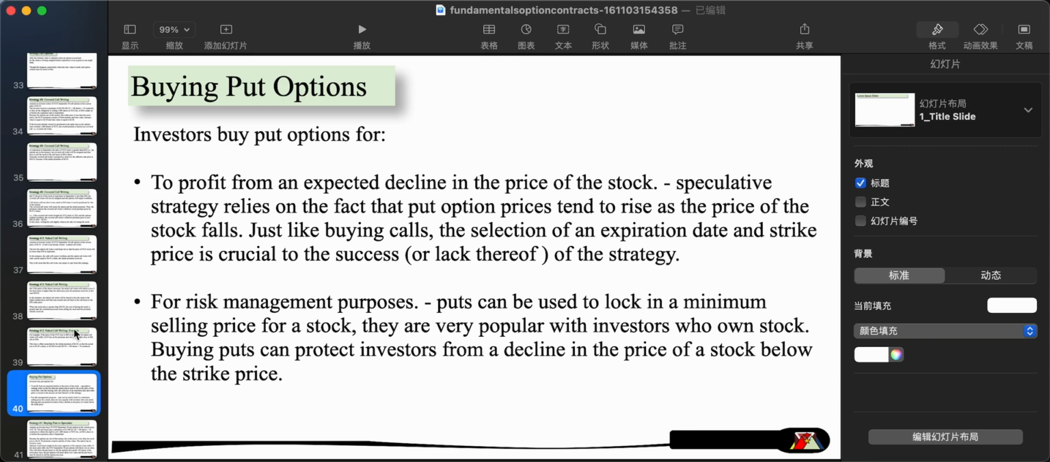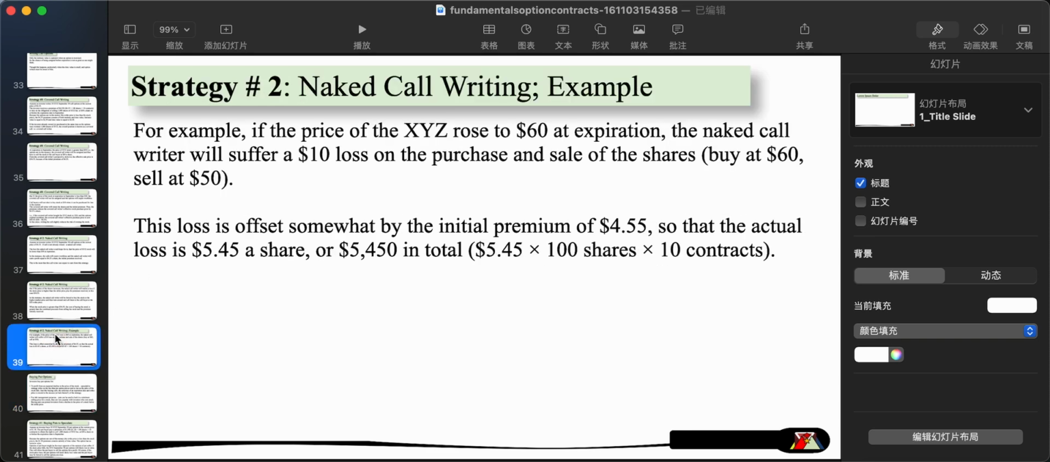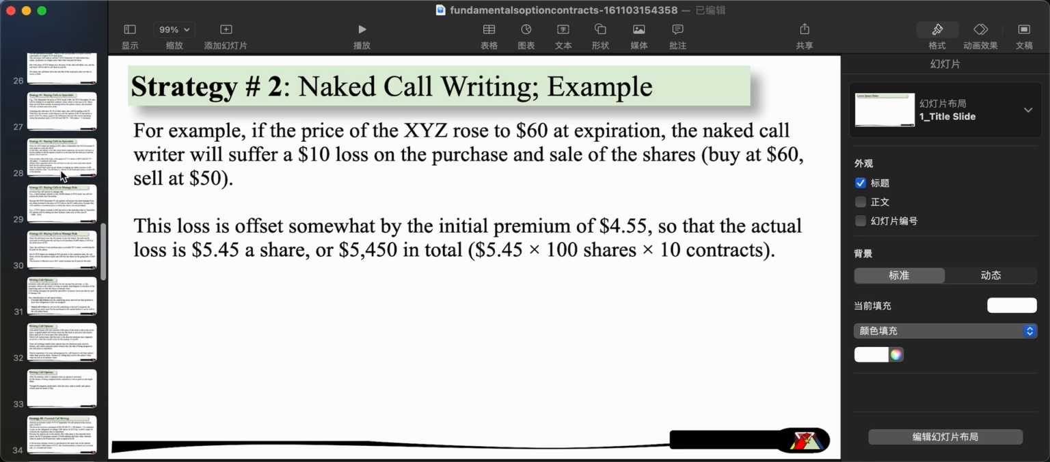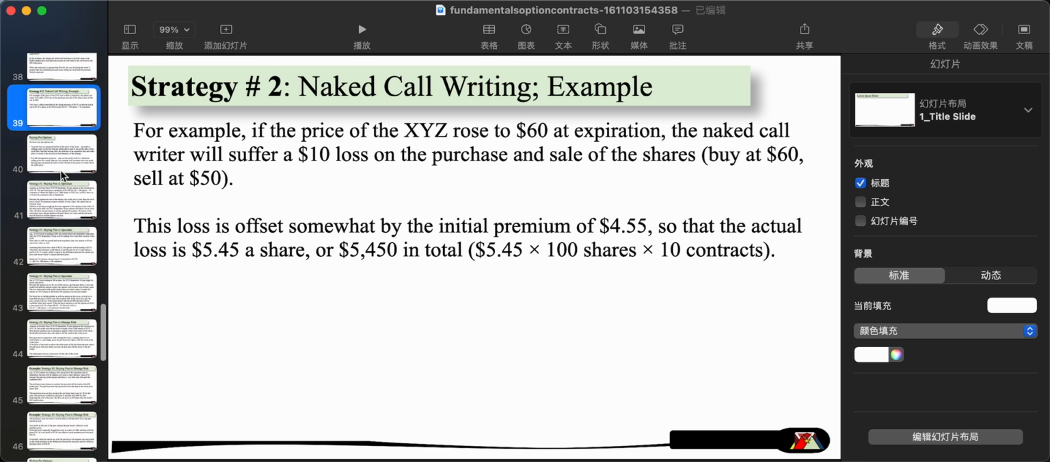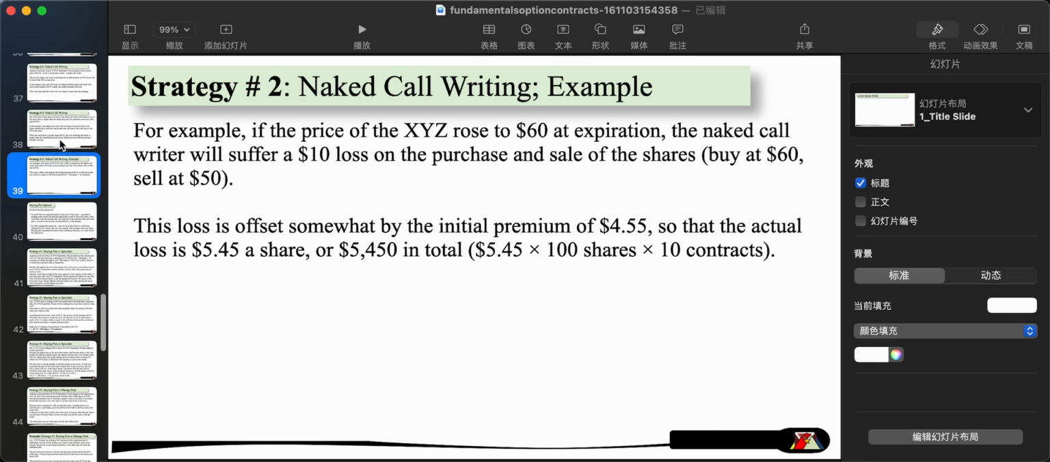So in that case, we have finished talking about naked calls and buying long calls, and we also talked about selling covered calls, and that's all for today. In our next episode, we are going to explain more of option fundamentals.